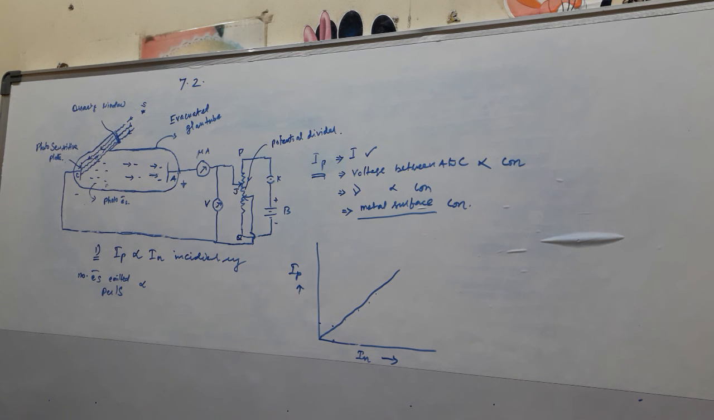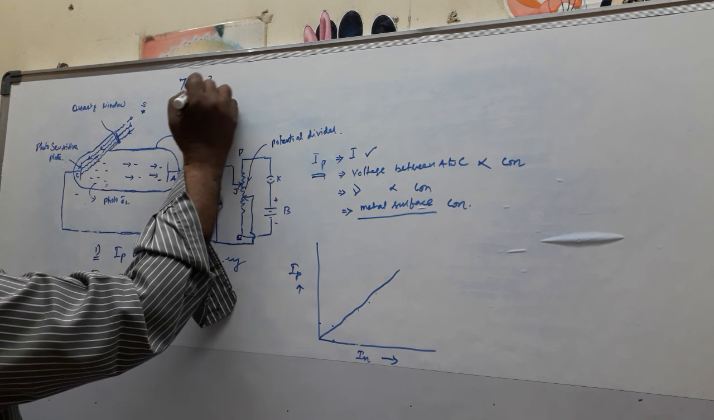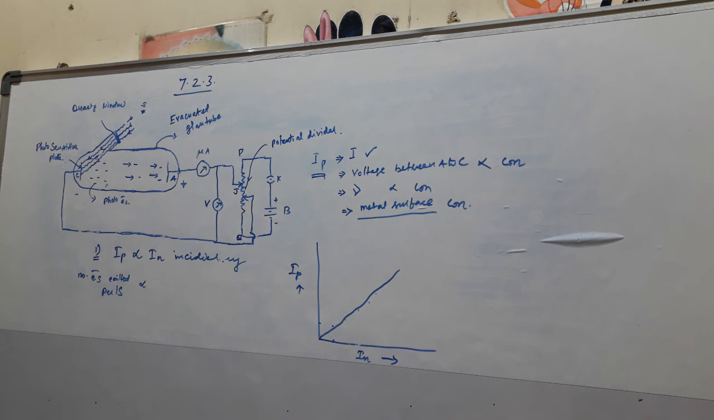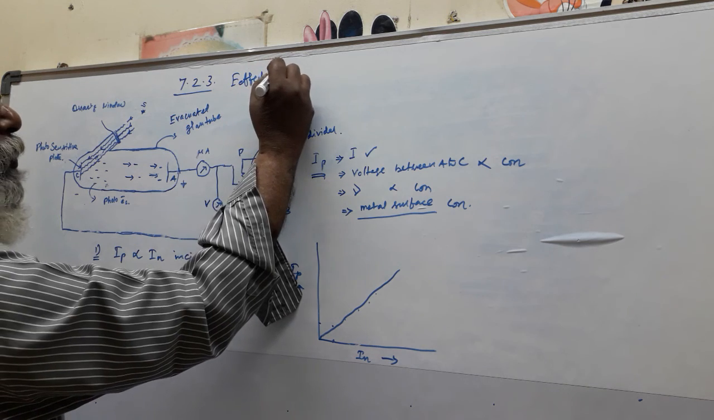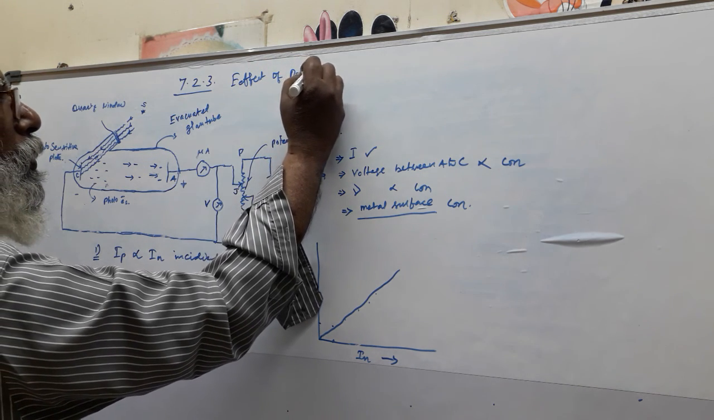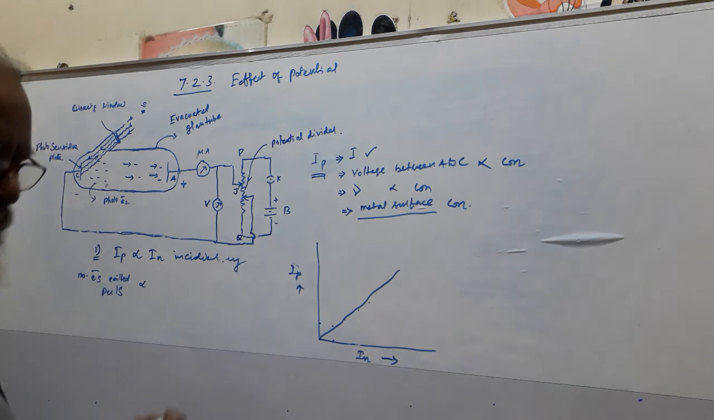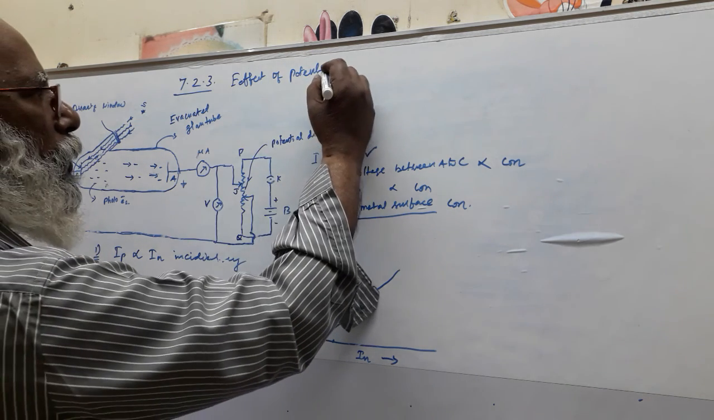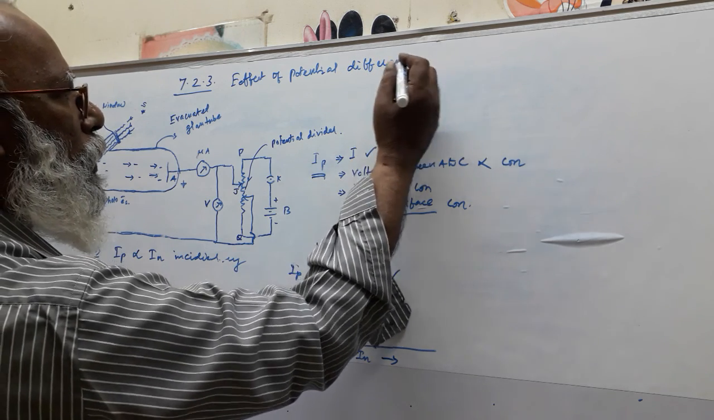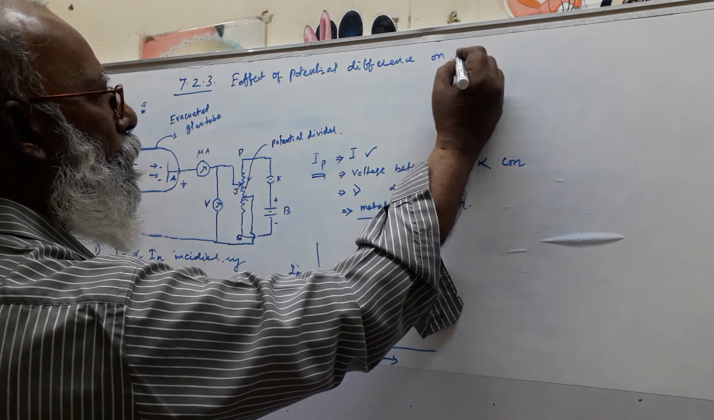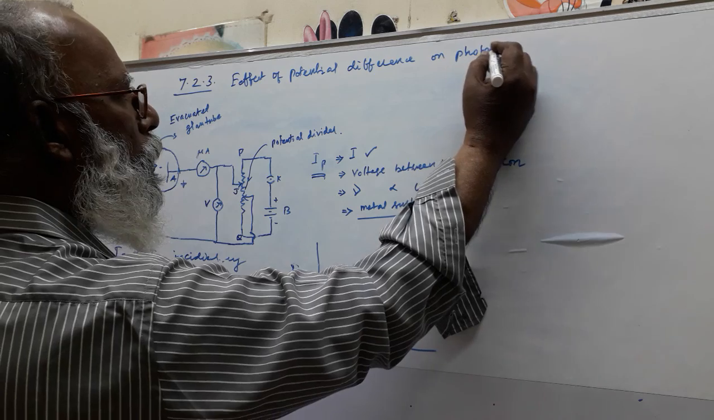Now, under the heading 7.23, the effect of potential difference on photoelectric current.